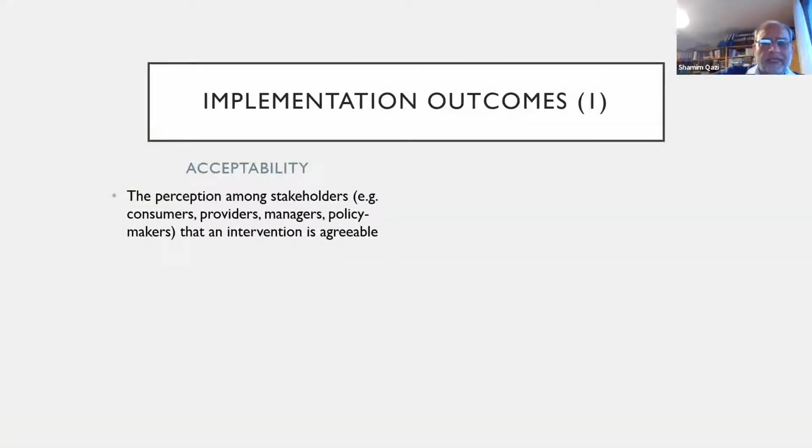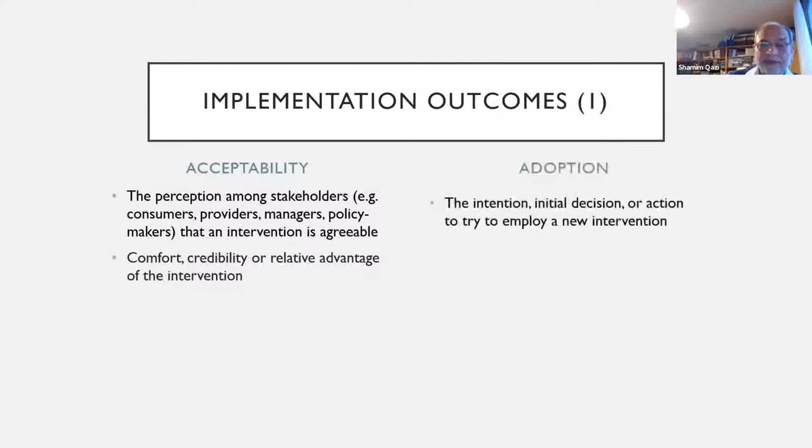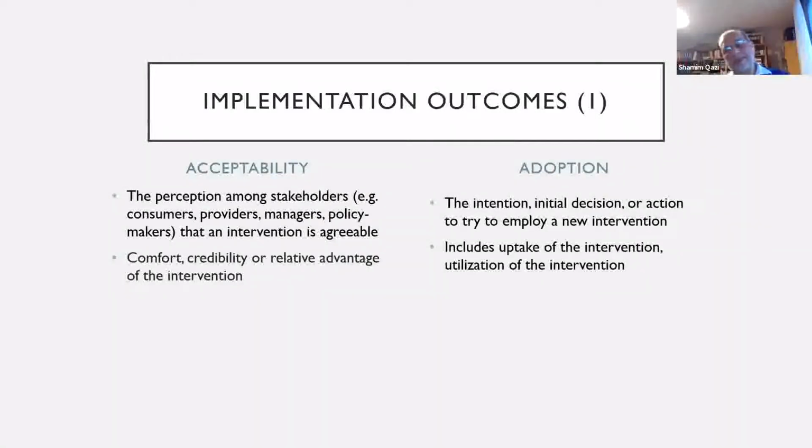So you look at acceptability: the intervention which you are trying to scale up, what is the perception of stakeholders, which includes both consumers and providers, managers and policymakers, etc. Because unless they accept the intervention, it's very difficult to implement it or scale it up. And whether they adopt it, and the actual intention or action, and this also includes uptake of the intervention by the consumers and utilization of the intervention.